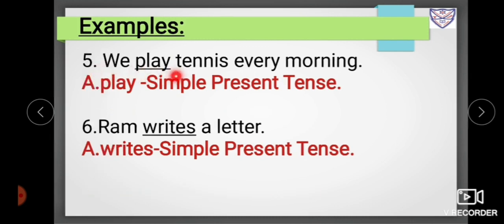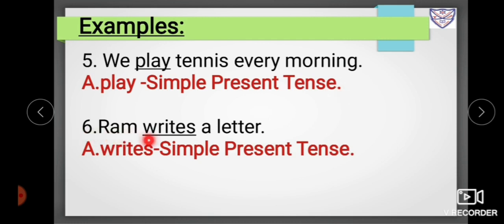Number 5, we play tennis every morning. Now over here again the word play, which is a verb, is in simple present tense. Why? Because it shows an action which is done on the daily basis, or we can say which is done every morning. That is, we play tennis every morning. So over here every morning itself shows that this action, or we can say the verb play, is in simple present tense because it is done daily.